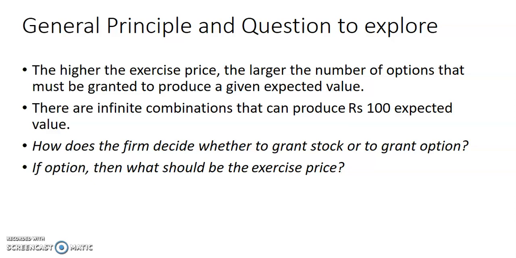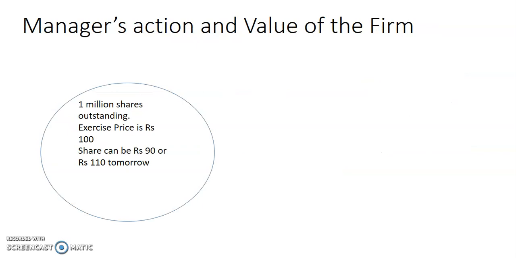This brings us to the question that faces any organization. How does the organization decide whether to grant stock? Because remember, granting stock is like an option with an exercise price of zero, or to grant an option with some positive exercise price. If it decides to go for an option, then what should be the exercise price that the organization should choose? We need to answer this question, the question raised in the previous slide.